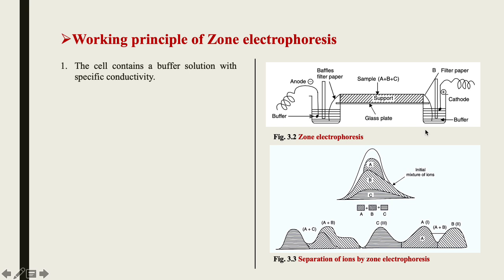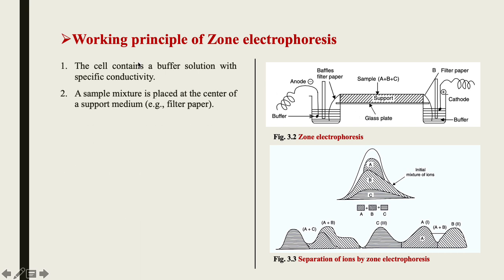On both sides you will have an electrophoretic cell. In one cell you will have the anode, in another cell you will have the cathode. These anode and cathode are connected to the negative and positive terminals of the electric potential, and the cells contain a solution made up of buffer. So this is the basic diagram of zone electrophoresis.